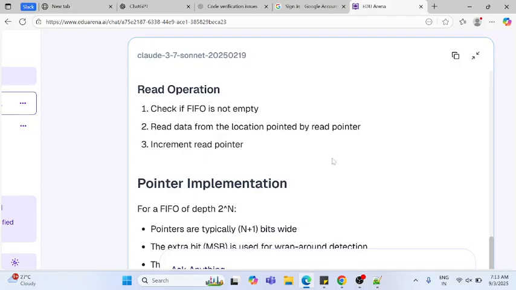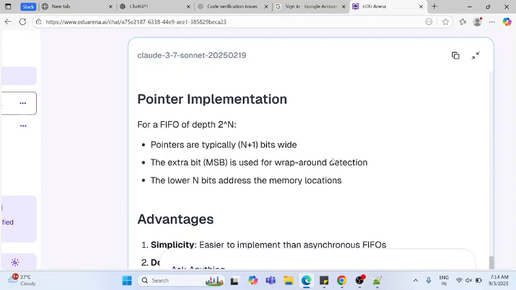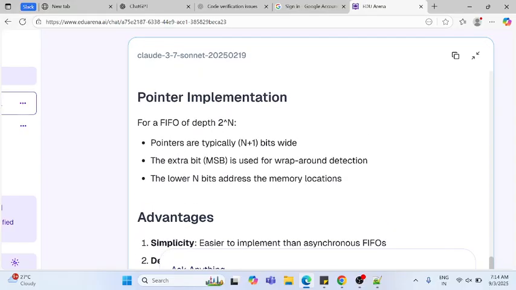As the FIFO is used as an interconnect structure, it is important to do the reading and writing with the same clock frequency, so that it's called a synchronous FIFO. Imagine that the data has to be passed from end 1 to end 2, both operating under the same clock frequency, so the data loss will not be there. If both are operating at different frequencies, then we have to design an asynchronous FIFO. Then you have pointer implementation. For a FIFO depth of 2 power n, pointers are typically n plus 1 bits wide.